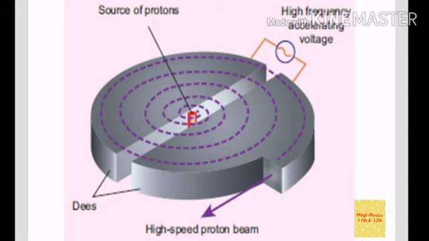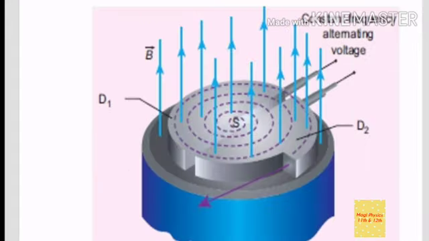When the ion reaches the edge of the D, it is taken out with the help of the deflector plate and it is allowed to hit the target. Here is a picture which represents a cyclotron.